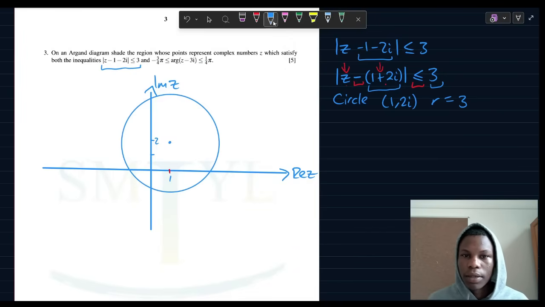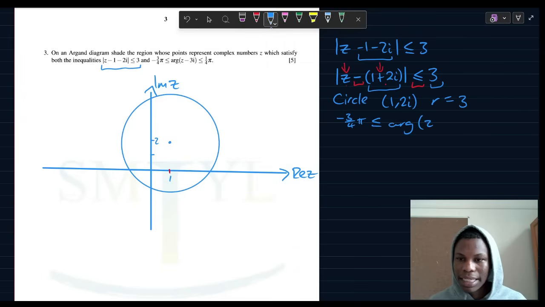So for that inequality, we've got negative 3 over 4 pi less than or equal to the argument of z minus 3i. Again, you're going to need to factor out a negative sign. And in this case, notice that your complex number there does not have a real part. So in other words, what you have there is 0 minus 3i. So when you factor this negative sign out, it becomes 0 plus 3i. Right, so we've got 0 plus 3i. And this is less than or equal to a quarter pi.